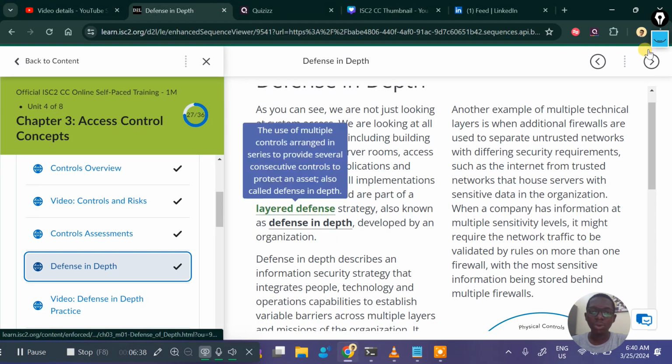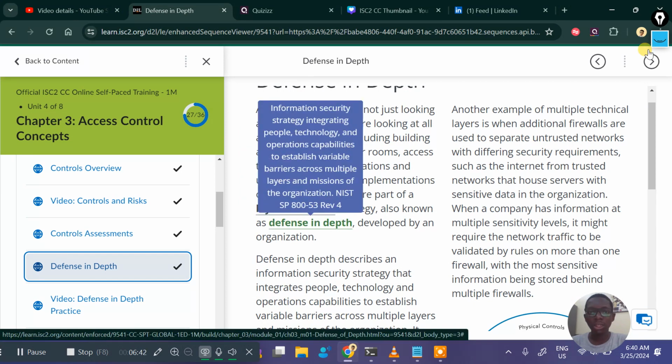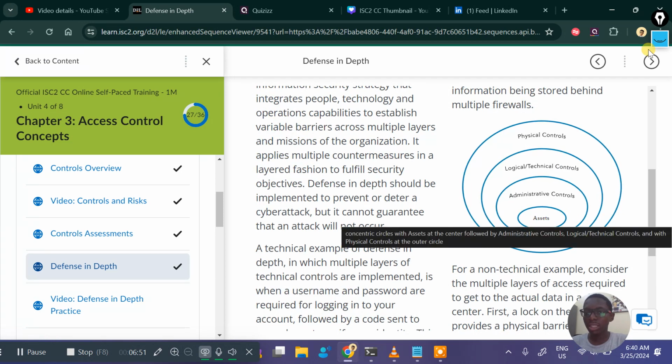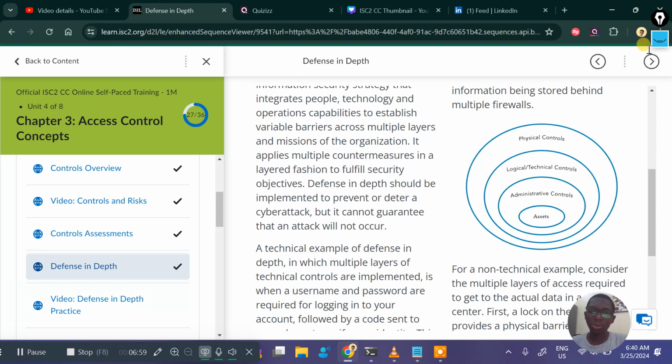So layered defense is the use of multiple controls, and defense in depth is integrating people, technology, operations, everything together into a particular security. So we have an asset, we have administrative controls around the asset, we have logical and technical controls, and we have physical controls right around it.